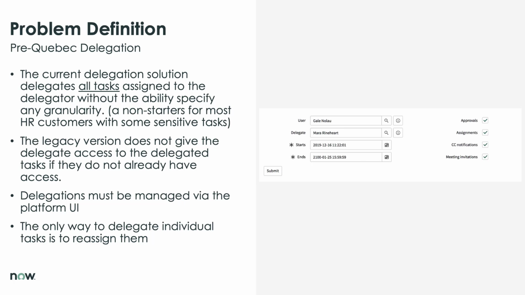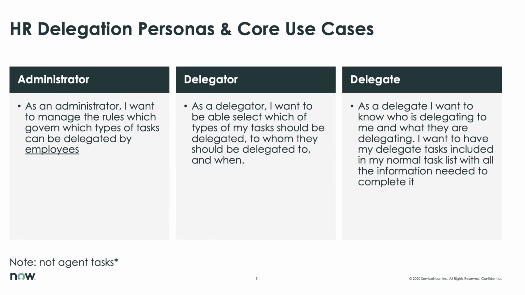All right, so diving in to those personas, which I've alluded to already, we have the administrator. So we want to give the administrator the ability to manage the rules that govern which types of tasks can be delegated by employees, right? So as an organization, I want to allow the delegation of HR tasks associated with new hire onboarding, but I do not want to allow the delegation of tasks associated with employee relations, for example. So you want to allow the administrator to create and manage those rules.